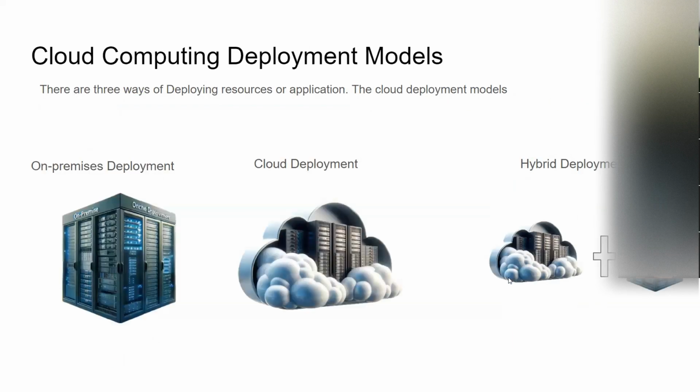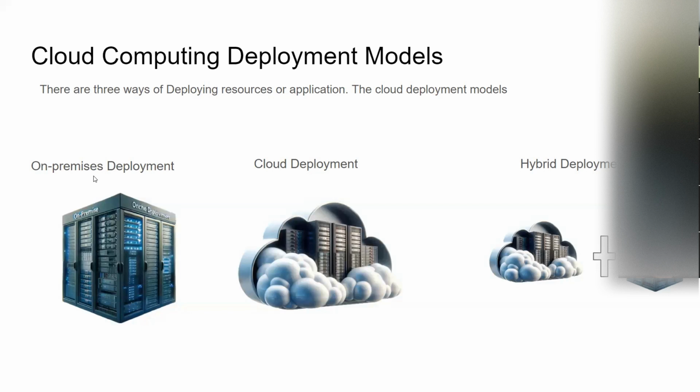So the first objective of cloud computing is cloud deployment models. There are 3 ways to deploy your resources or applications to the cloud. And this is what is referred to as the cloud deployment model.